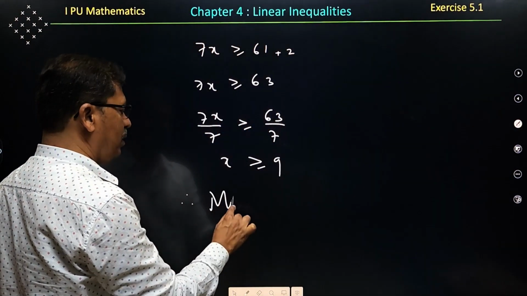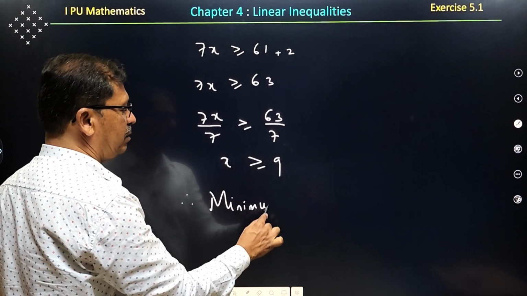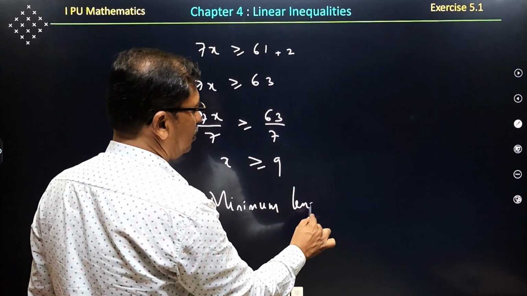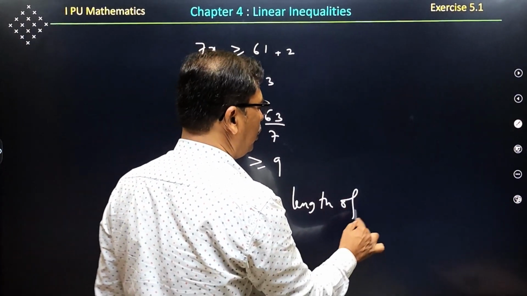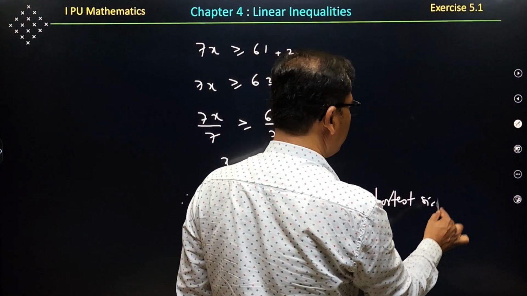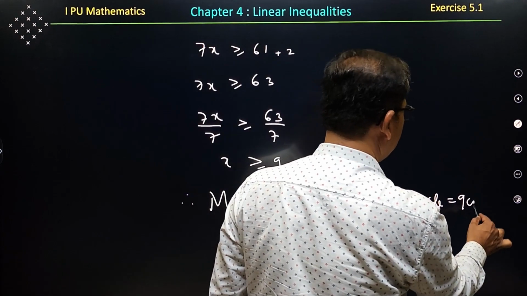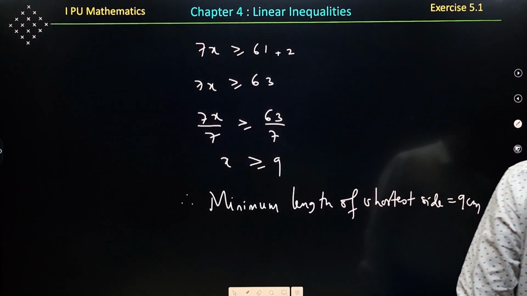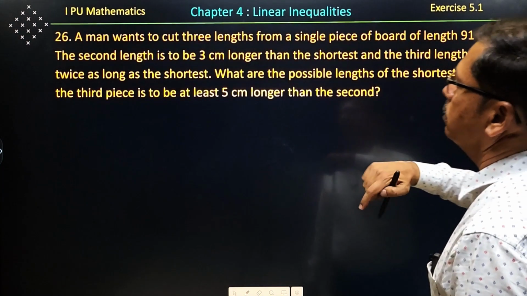Therefore, the minimum length of the shortest side must be equal to 9 centimeter. So this is the solution for this question.